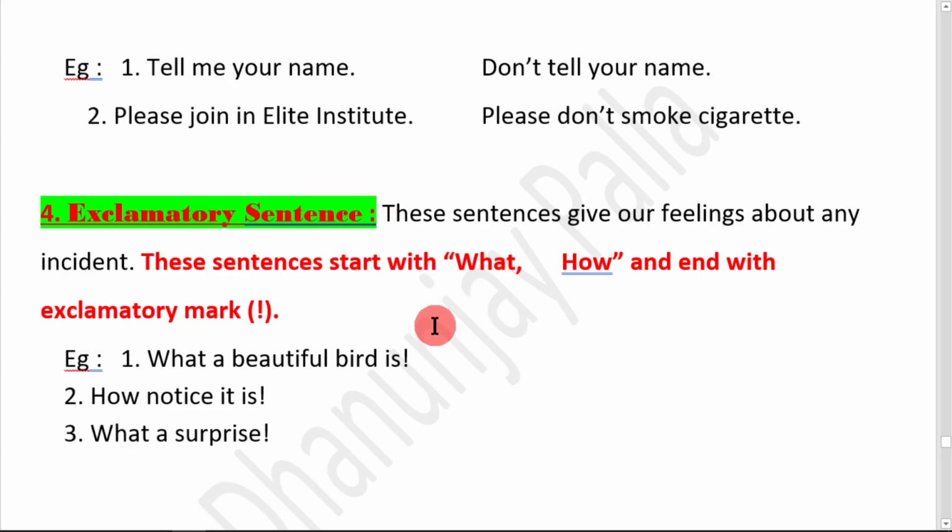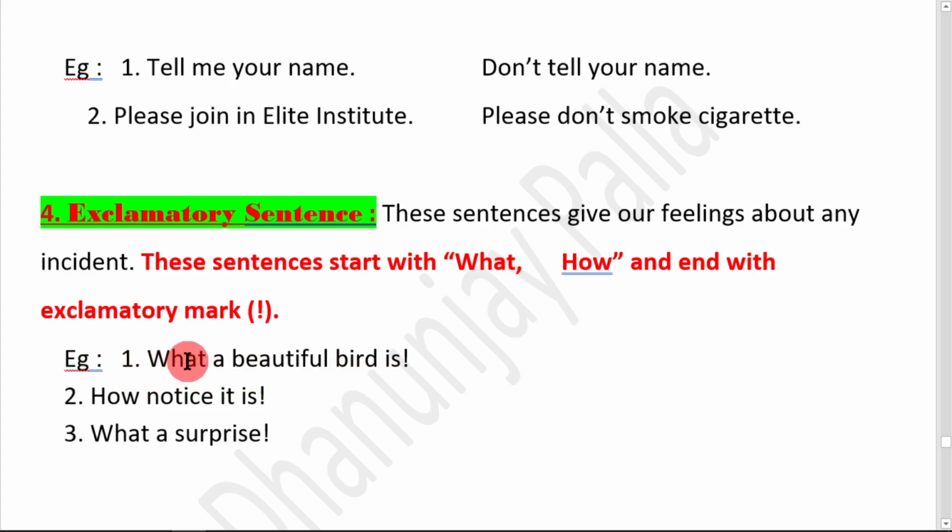For example, if you want to talk about something sad: what a terrible accident it is. When you want to talk about sadness or surprise, you can use this exclamatory sentence. Exclamatory sentences generally begin with what and how and end with the exclamation mark. Here are a few examples. Now we look at example 1: what a beautiful bird is.